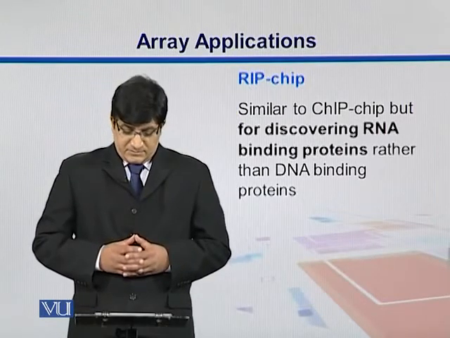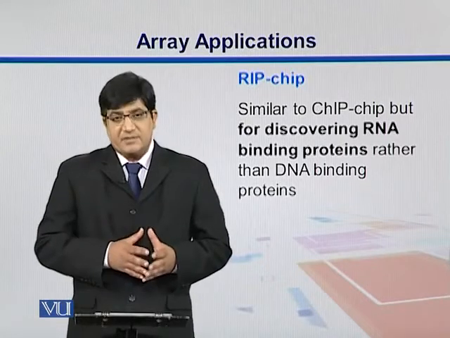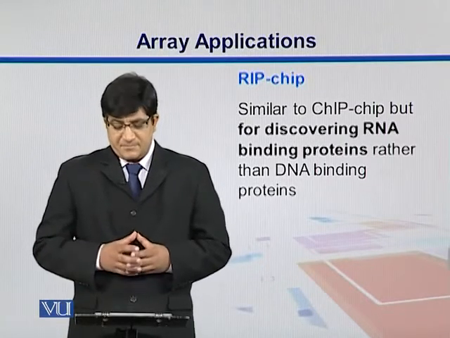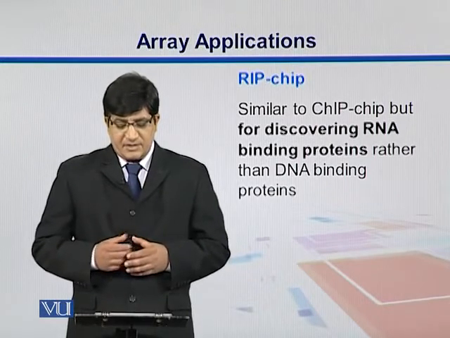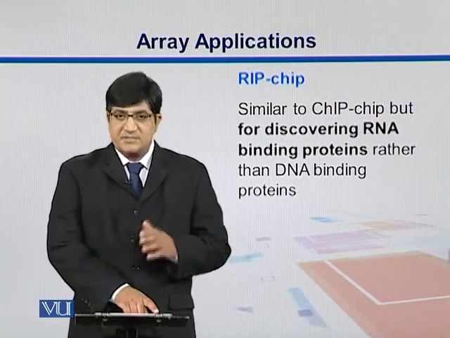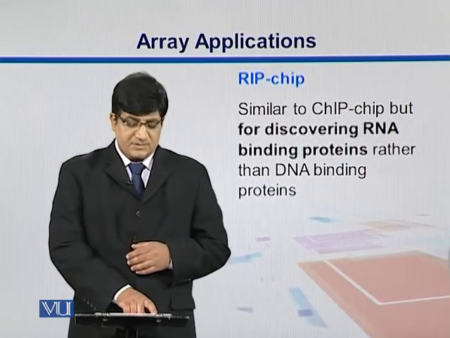RIP is for RNA binding proteins, so it's RNA immunoprecipitation. That is similar to ChIP, but it is for discovering the RNA binding proteins. So the rest of the things are the same as what we have seen in ChIP.